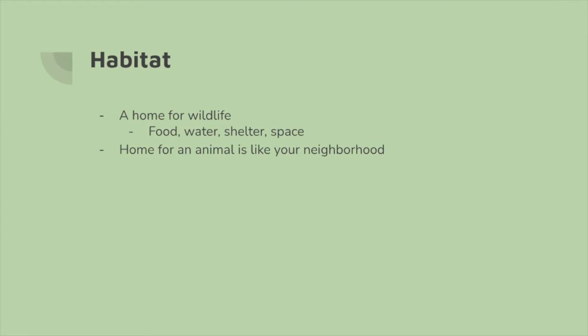So a habitat is defined as a home for wildlife, and it needs those 4 things: food, water, shelter, and space. Basically, home for an animal is like your neighborhood, in that it has all of the things that you need to survive. So it's got your house, and it's also got a grocery store where you get food, and it's got a water source. Yours comes out of the faucet usually, and so on.